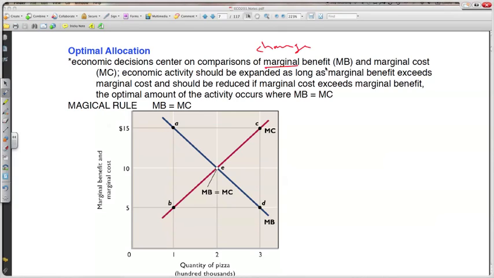So economic activity should always be expanded as long as the marginal benefit exceeds marginal cost, and should be reduced if marginal cost exceeds marginal benefit. There's this magical rule that is all important in all of economics. I dare say that this is the most important rule when you're thinking about economics. If you ever want to find the optimal quantity of something that's going to be produced and the optimal price, they are found by looking at where marginal benefit equals marginal cost.